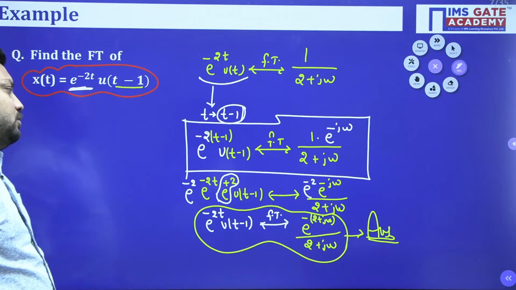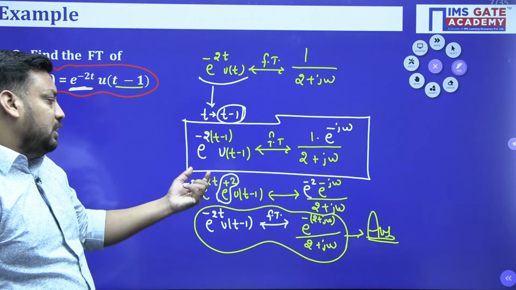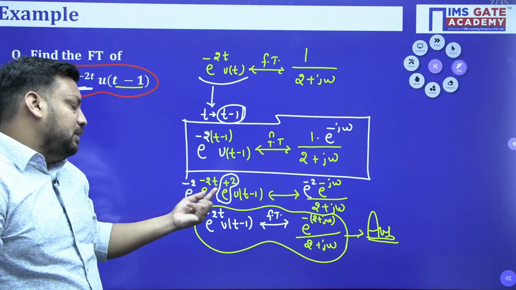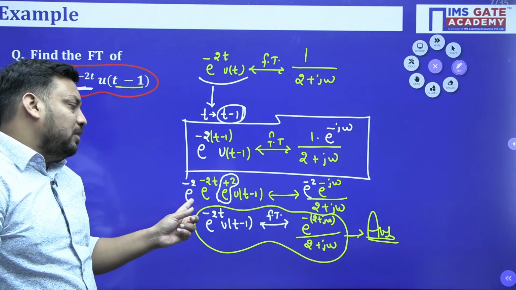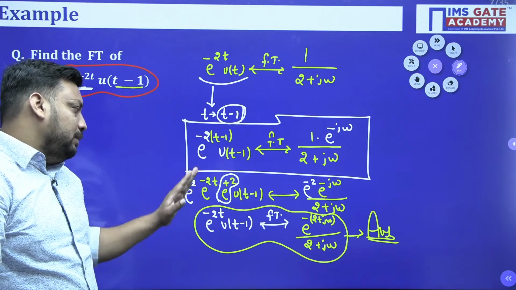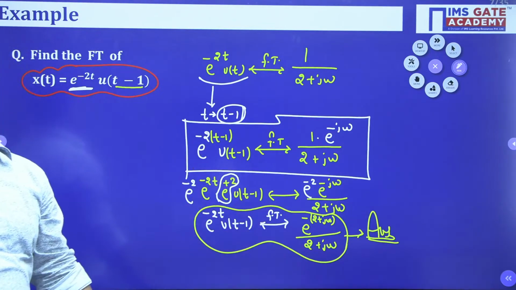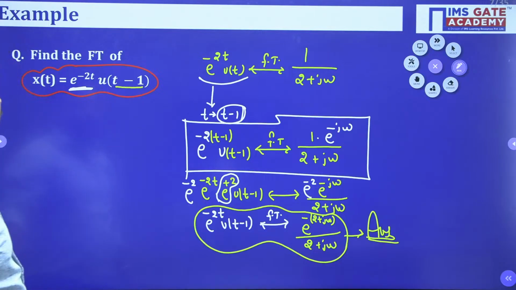We started with e to the power minus 2t minus 1 ut minus 1. After that, whatever constant part is not required, to compensate for that we have to multiply both sides with e to the power minus 2, so that on the left hand side minus 2 and plus 2 will get cancelled. Yes sir. Very good.